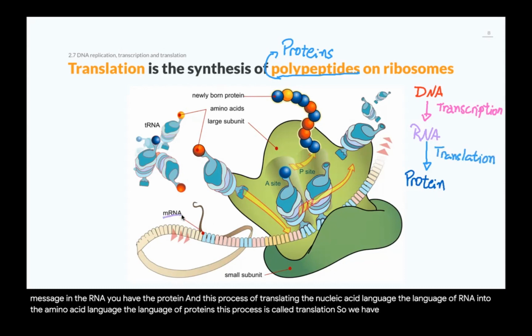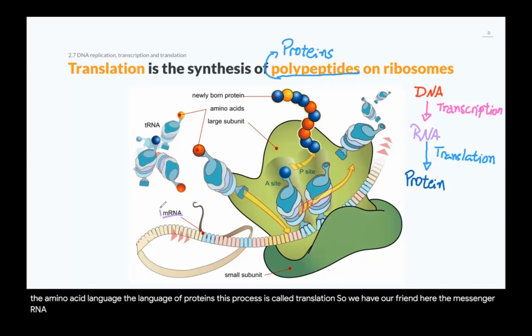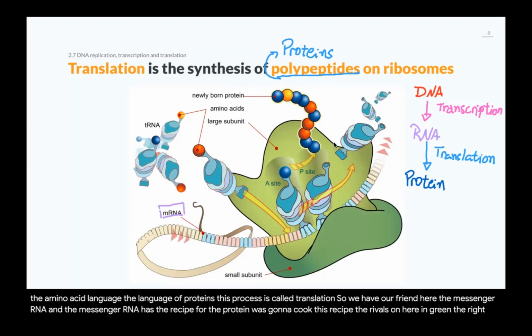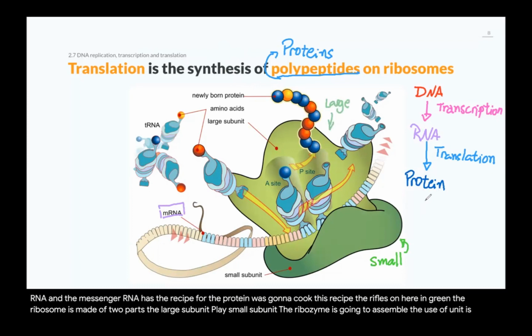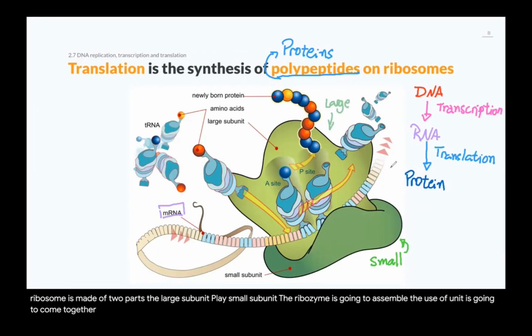So we have our friend here, the messenger RNA, and the messenger RNA has the recipe for the protein. Who's gonna cook this recipe? The ribosome here in green. The ribosome is made of two parts, the large subunit and the small subunit. The two subunits are going to come together, forming kind of this mRNA sandwich here with the large subunit on one side and the small subunit on the other.